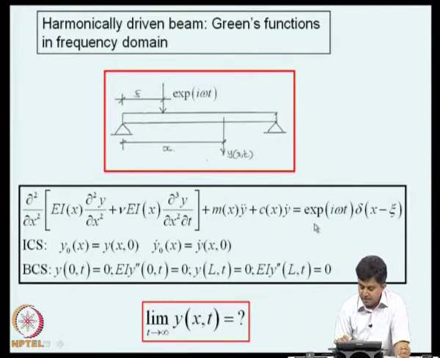Now, on the right hand side we apply the force e raised to I omega t, and this is a concentrated load applied at x equal to psi. Therefore, I represent that by using Dirac delta function delta of x minus psi. We assume certain initial conditions, and the boundary condition appropriate for this end condition shown here is that displacement is 0, bending moment is 0 here, and similarly displacement is 0 and bending moment is 0. We are interested in the solution of this problem as t goes to infinity. That means we are basically interested in investigating the harmonic steady state of the Euler-Bernoulli beam.